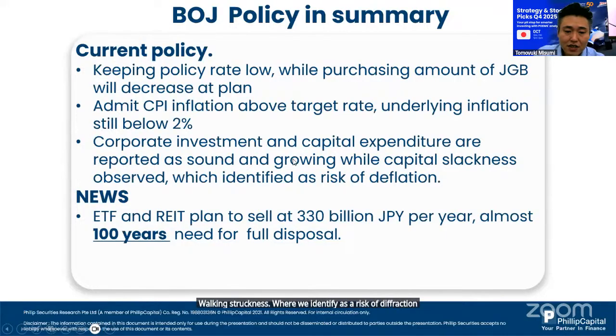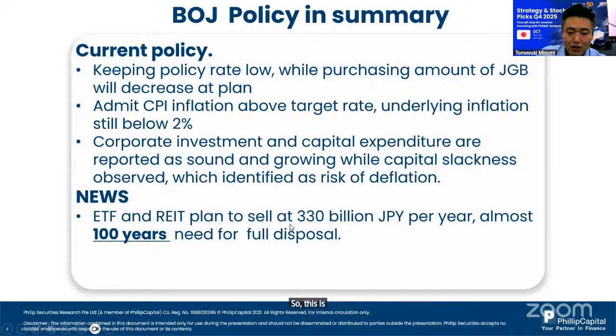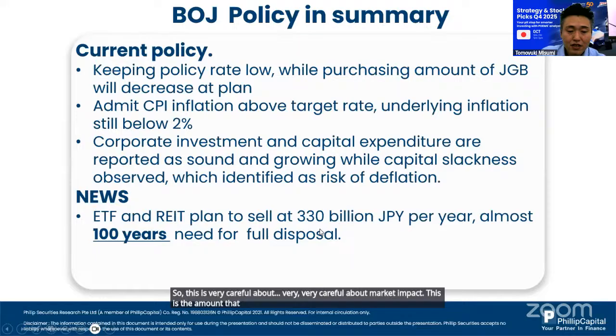They see some sort of tightening in the labor market and slackness of the capital. I will explain in the following slides. The news is that the BOJ plans to sell its ETF and REIT holdings at 330 billion JPY per year, but it would take almost 100 years for full disposal. So they are very careful about market impact. This is an amount that does not influence the Japanese stock market and REIT market.